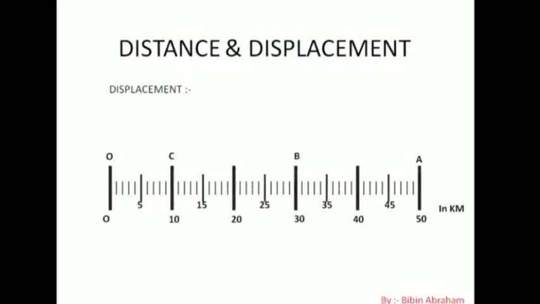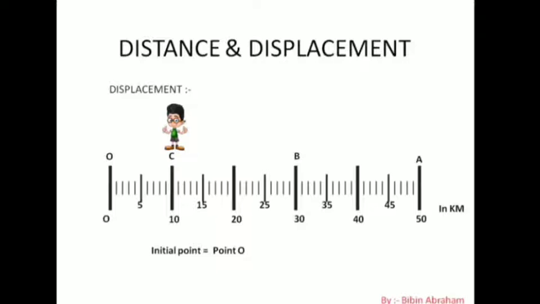Again, I have a scale from 0 to 50 kilometers. I have Ramu. Ramu did the same thing. He first went to point A, then he comes back to point C. Finally, he has reached point C. Now, this time, what is displacement? This is how you measure displacement. You first see the initial point. Initial point means I'm talking about the reference point. Reference point is also known as origin. Keep that in mind. Reference point is also known as origin, from where you start measuring.